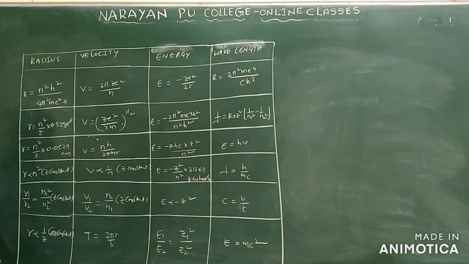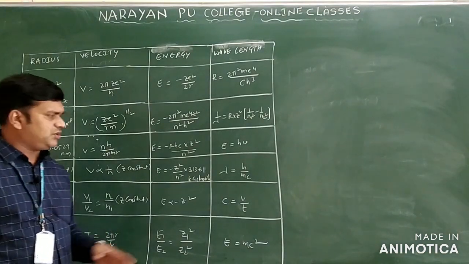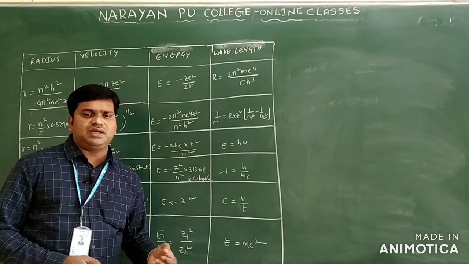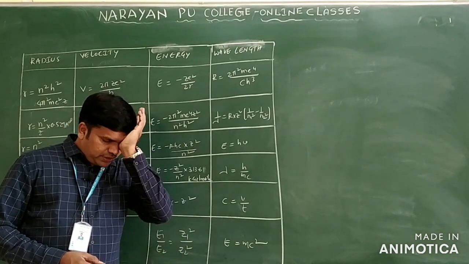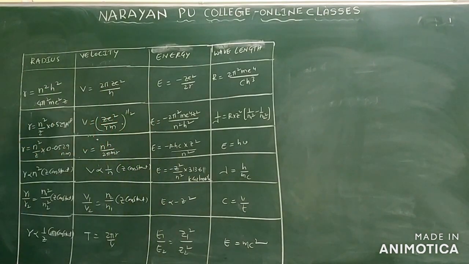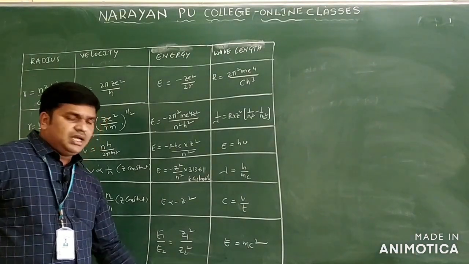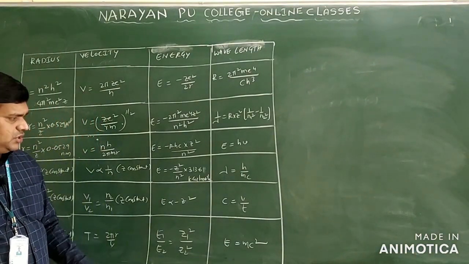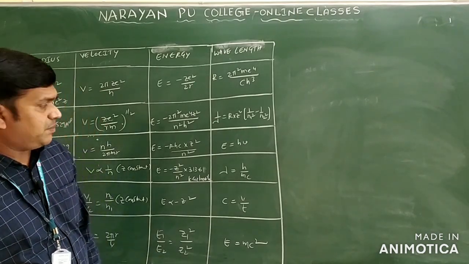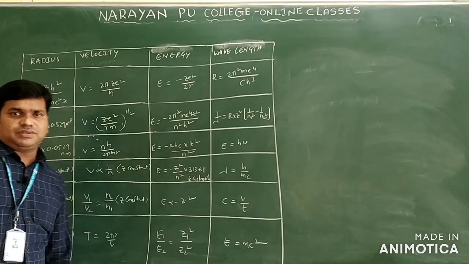Next we have R1 by R2 is equal to n1 square by n2 square, and V1 by V2 is equal to n2 by n1. E is directly proportional to minus Z square only. C is equal to velocity of light, taken in a time of 1 second. R is inversely proportional to 1 by Z. T is equal to 2 pi R by V. E1 by E2 is equal to Z1 square by Z2 square, and E is equal to mc square only. So these formulas will be helpful in doing objective questions, particularly in the objective exam zone.